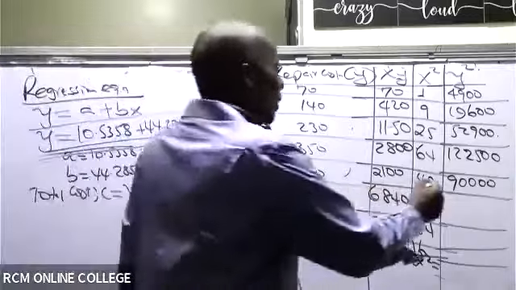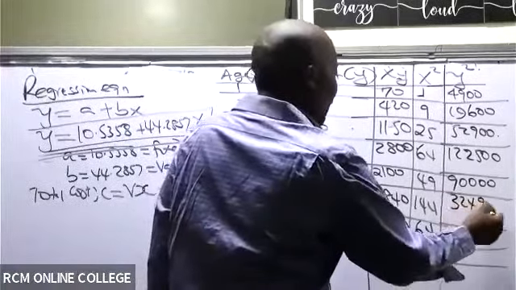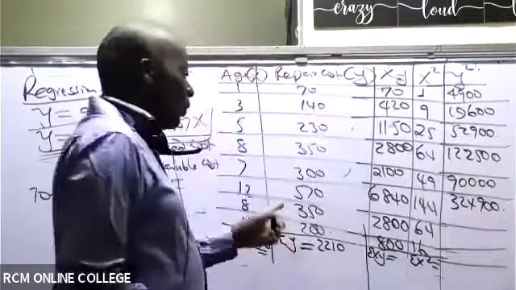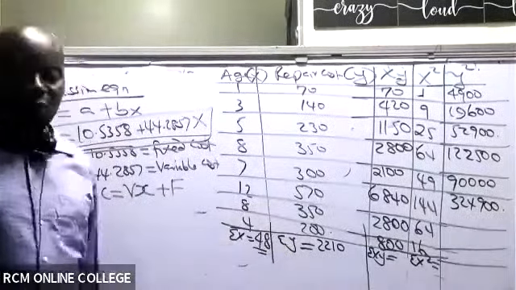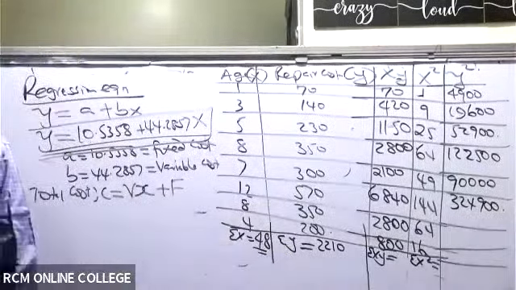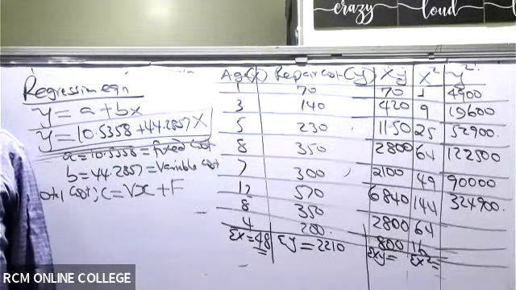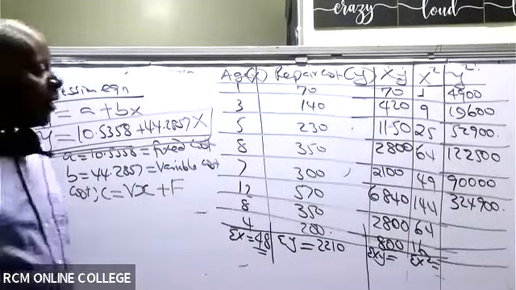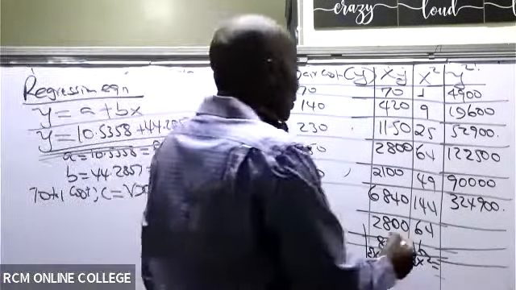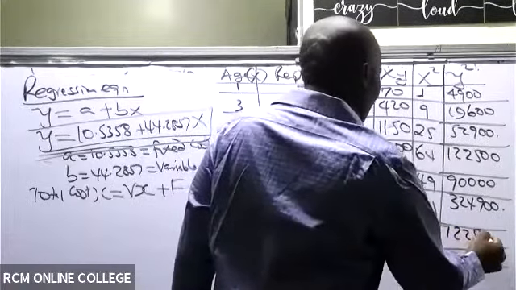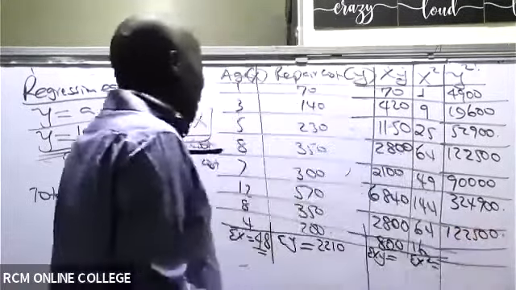324,900. So this gives me 324,900. And then we have 350 squared. I think I had it somewhere. Nope, but we shall overcome. It's here, yes: 122,500.